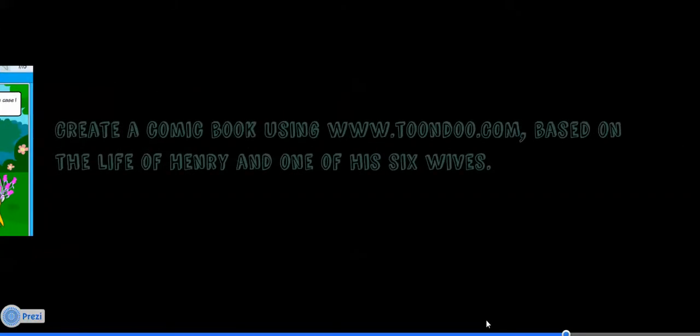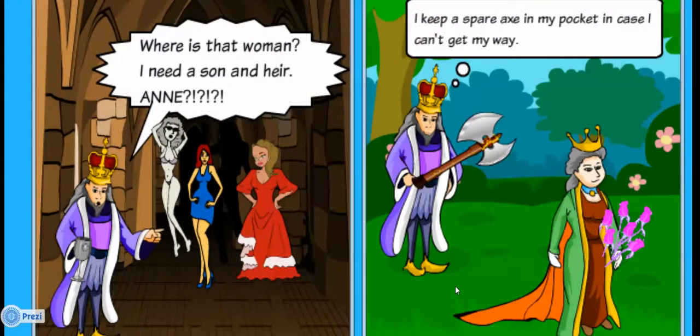Each frame, 4 frames is like 1 full page of a comic book. So I want you to create 1 full page based on the life of Henry VIII and one of his wives. This is one I created. It's just half a page, but it's just something a little funny. It demonstrates Henry VIII is there with his many women. And then in the next frame, he's trying to find Anne Boleyn, and he's got his axe in hand, and he wants to chop off her head, I guess is the best way to put it.